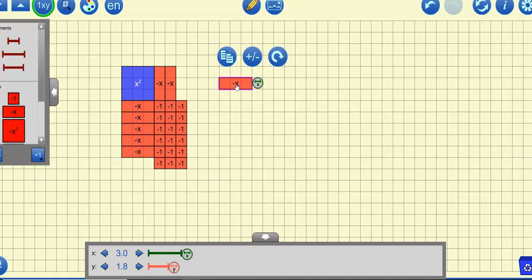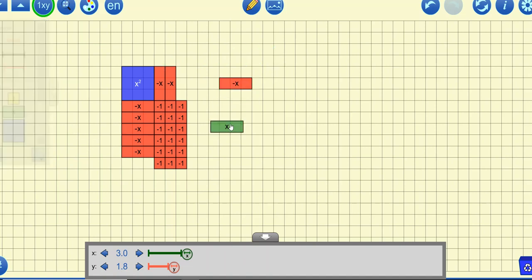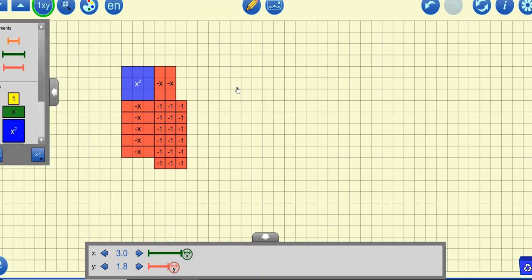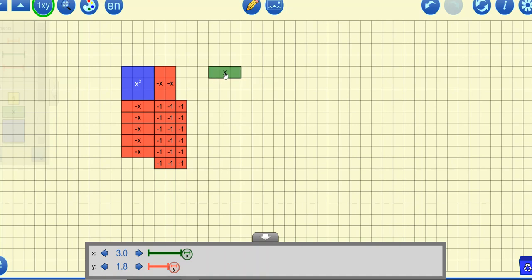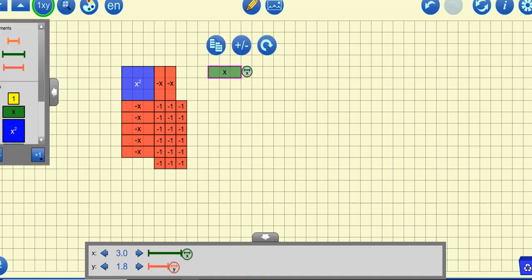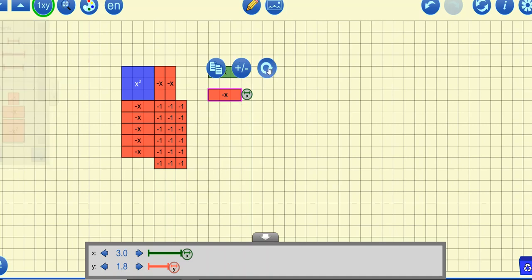And the reason for that is if I have a negative and I have a positive, they will not change the value because they cancel each other out. So we can have an x and a negative x, and I can add that in, even though they weren't in my initial factorized form.